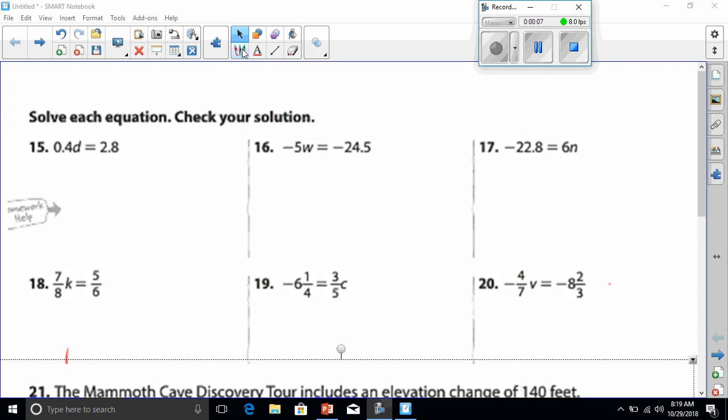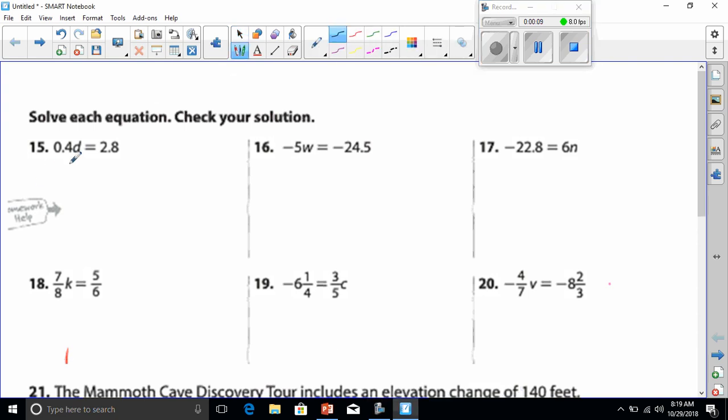So let's start with number 15. I think it already gives it to you in the book, but we'll go ahead and go through it anyways. Since we are multiplying here, whenever we have a number next to a letter, we're multiplying. We need to divide our number out. So that's 0.4. We'll divide by 0.4 over here, because whatever I do to one side, I do to the other. Well, 0.4 over 0.4 cross out to be 1, which leaves D.